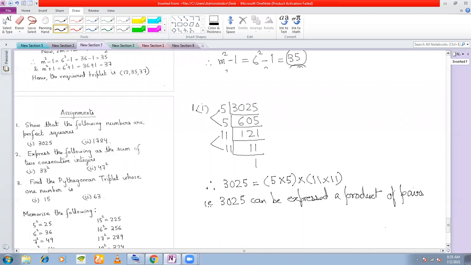Sir, can't we write it as 55 square? Yes, I will come to that a little later. You can write it, but not at this stage.